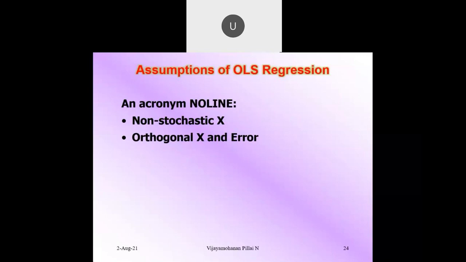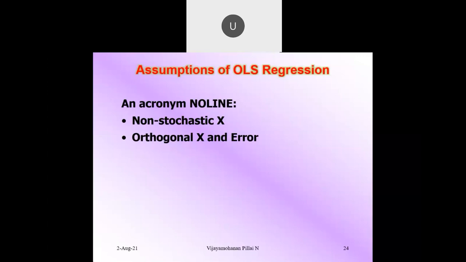So that simply means that there is no heteroscedasticity. Hetero means different, scedasticity means variance. The variances are not constant. So with every independent variable, the error term has a different variance. That is the assumption of heteroscedasticity.